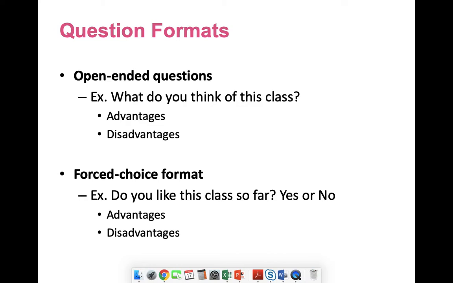So the advantage is that you get very rich, detailed information, but they're just very difficult to analyze, to summarize the major themes from people's responses. And for this reason, survey researchers often use a forced choice format. And in a forced choice format, respondents have to select an answer from a set of choices that are written by the researcher.